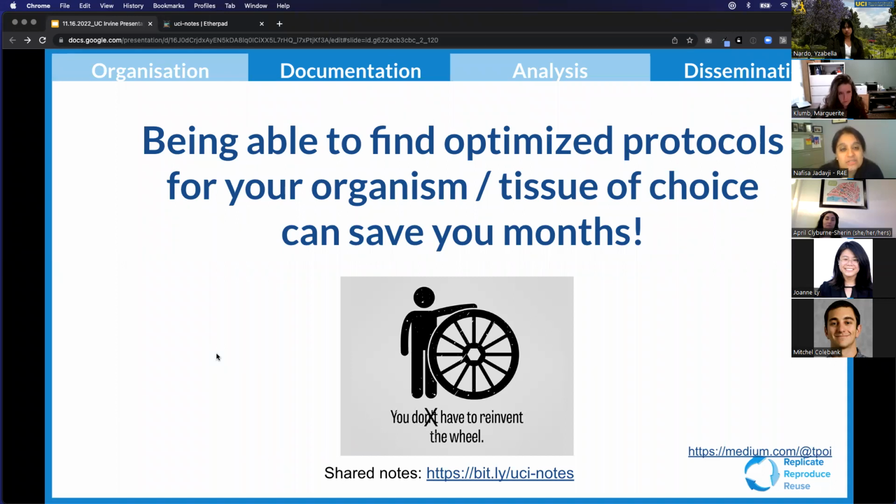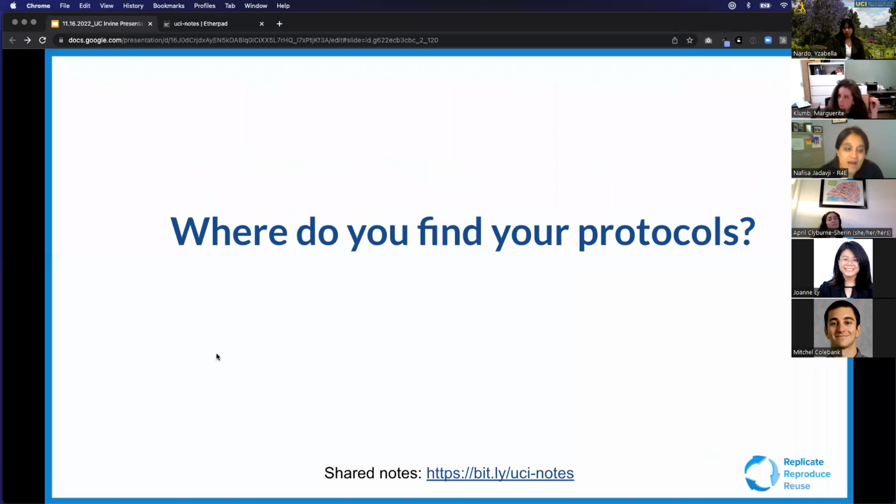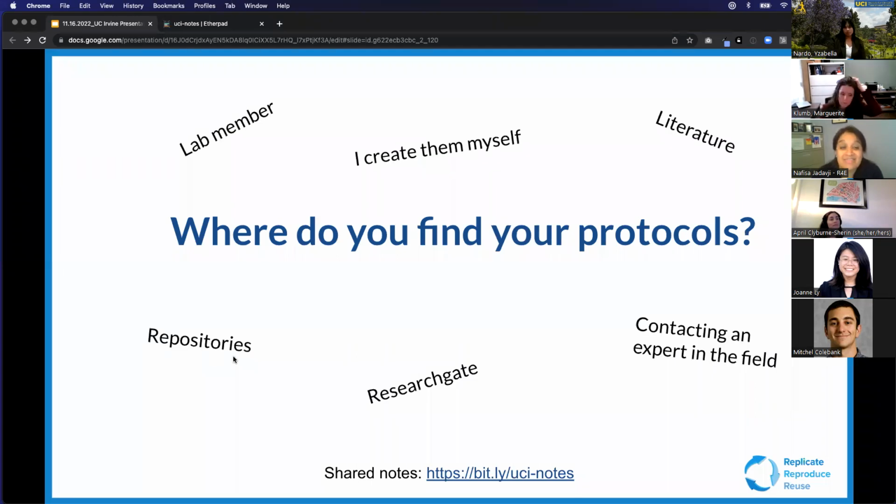And it's important to, we want to accelerate science in terms of this workshop. So there are tools out there where you don't have to reinvent the wheel. And so there are many places to find protocols. Next slide, please. You can get them from lab members. You can create them yourself. You can get them from the literature repositories. There's the website ResearchGate or contacting people in the field.